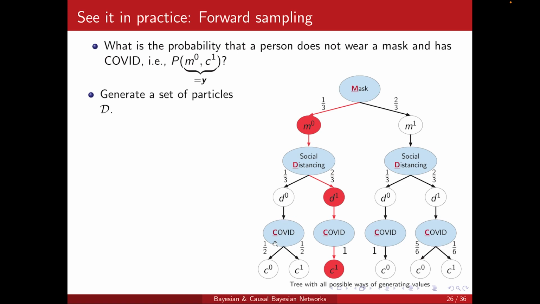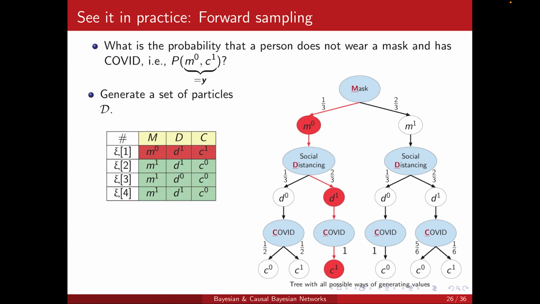If we were here, then we had two possibilities, and the value of COVID would be sampled based on these two values again. Now, regarding the ordering, we could have social distancing on the top and then mask beneath it, but in order to sample COVID, we really need to know its parents. So this will give us our first particle, or first instance, M0, D1, C1. And then we will repeat the same procedure to get more particles.